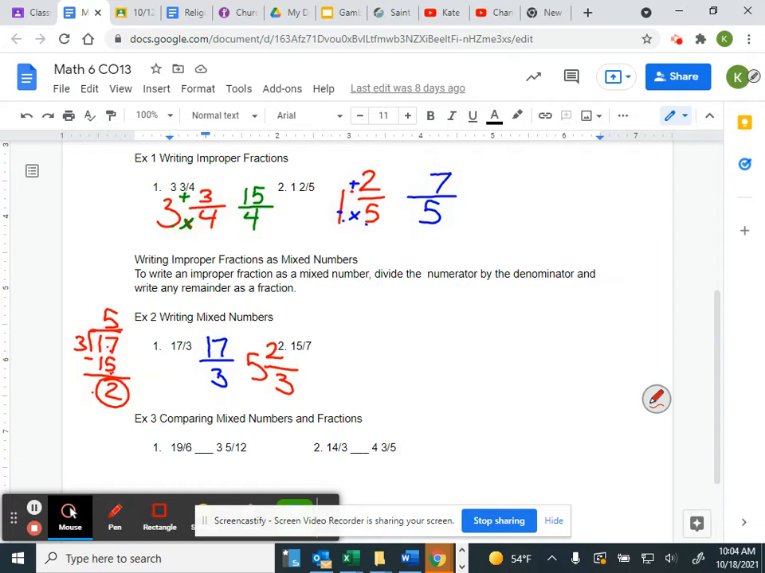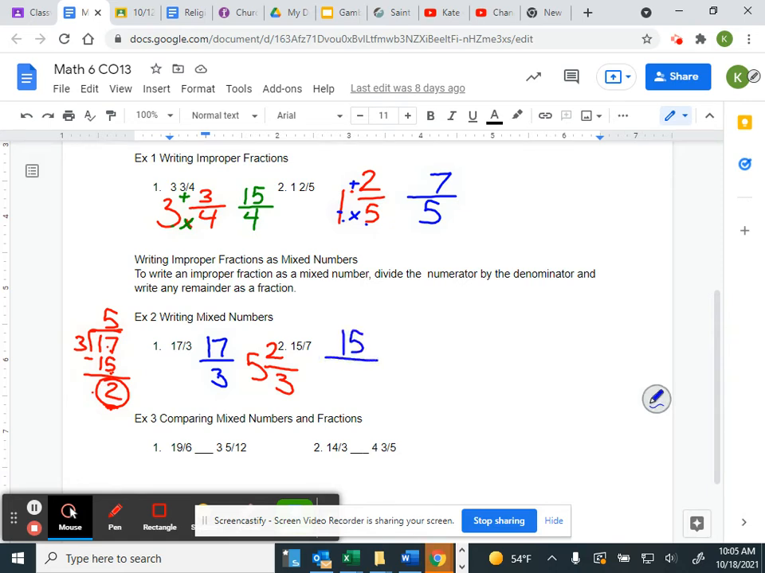So you're seeing how many times you can divide that denominator out of your numerator. That becomes your whole number. What's left over, your remainder, becomes the new numerator. Denominator stays the same. Let's do another one.